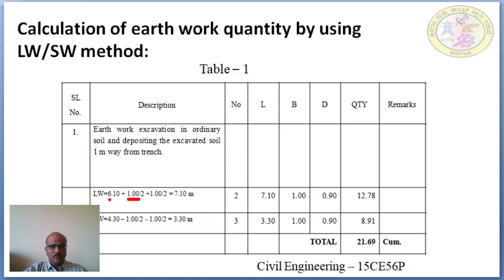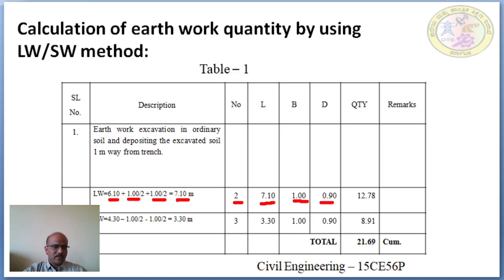It's 1 meter by 2. For the long wall, it is the center to center distance 6.1 meter plus 1 meter by 2 width of the excavation, plus 1 meter by 2 width of the excavation on the other side, that will be 7.1 meter. 2 long walls are there, the length is 7.1 meter. As we know, the width of the excavation is 1 meter.